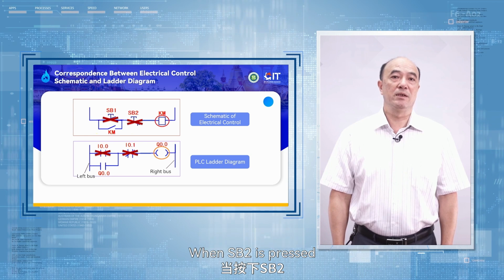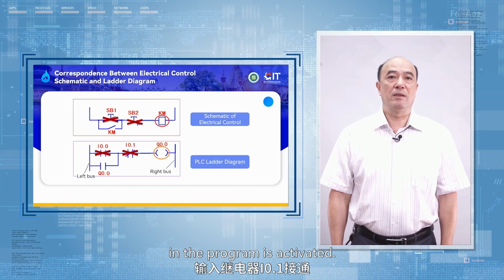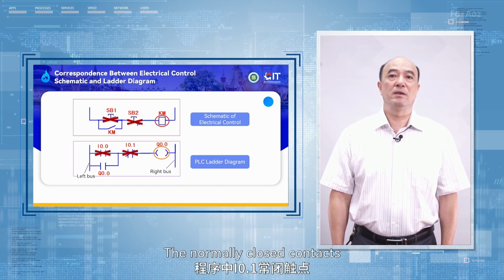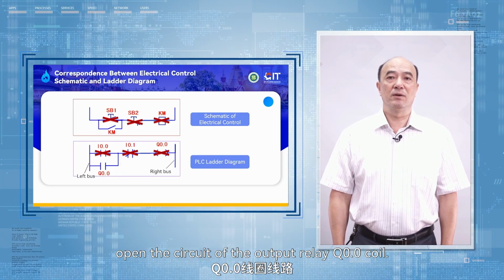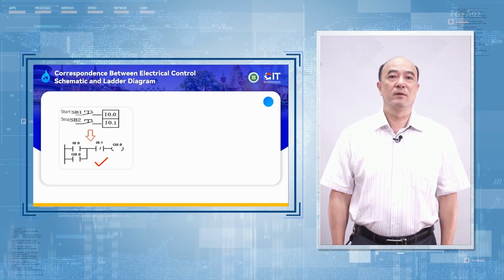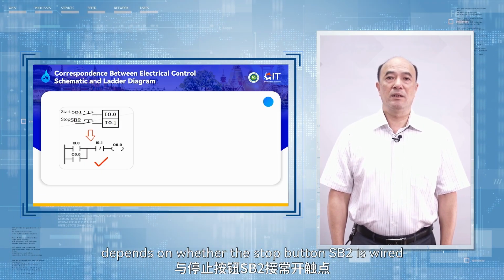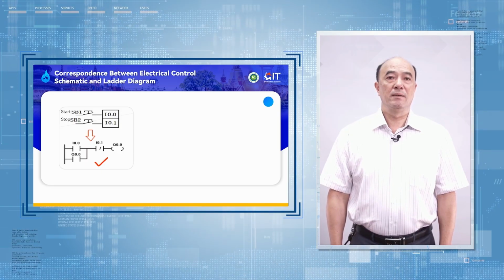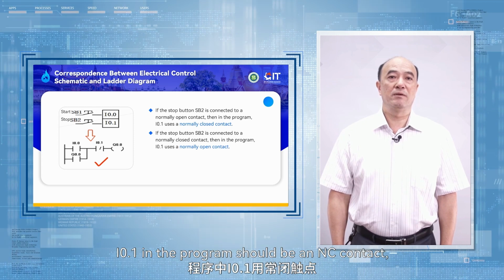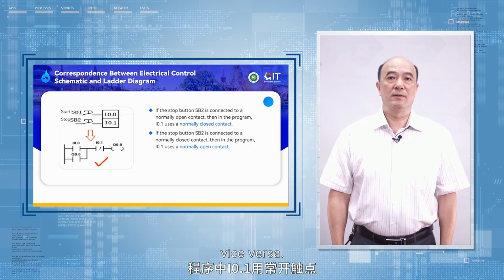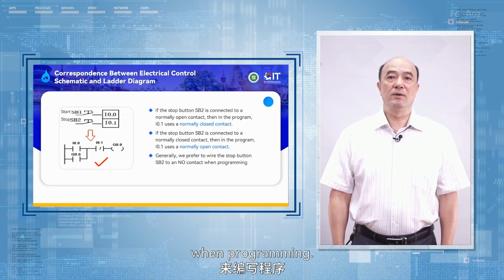When SB2 is pressed to break the circuit of the AC contactor KM coil, the corresponding input relay I0.1 in the program is activated. The normally closed contacts of I0.1 in the program open the circuit of the output relay Q0.0 coil. Note that in the PLC program, whether I0.1 is used as an NC or NO contact depends on whether the stop button SB2 is wired to an NO or NC contact. If the stop button SB2 is wired to an NO contact, I0.1 in the program should be an NC contact, and vice versa. Generally, we prefer to wire the stop button SB2 to an NO contact when programming.